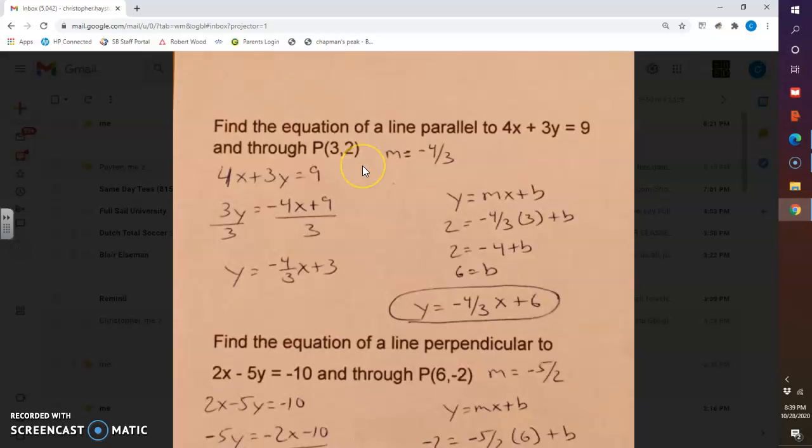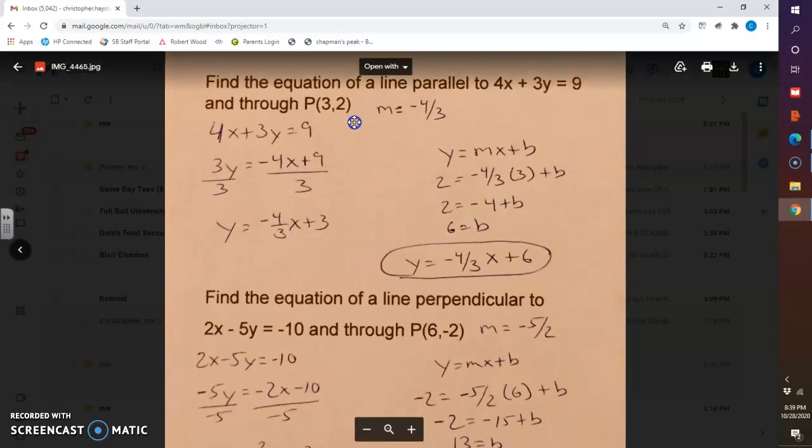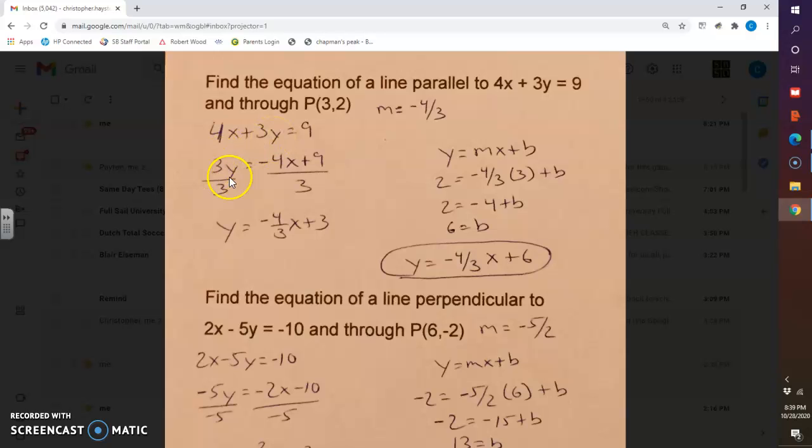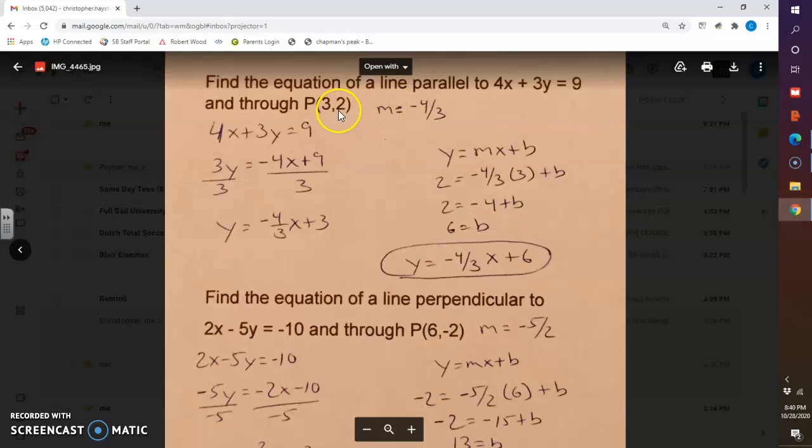Now I could also ask this, and we need to know parallel lines have the same slope and perpendicular lines have opposite reciprocal slope. So if I want a line parallel to this given line in standard form through this given point, I've got to first solve the equation of the line I'm given for y. Subtract 4x, divide everything by 3, and we get y equals -4/3 x plus 3, which means my slope is -4/3. Now I have a slope and a point.